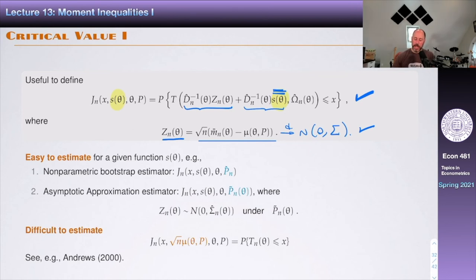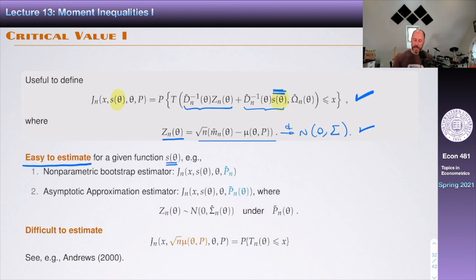What's the advantage of this auxiliary distribution? I wrote here, this distribution is easy to estimate for a given function S. If you give me S, notice, this is just easy to simulate, right? Because you're going to know that this guy is normal zero sigma. You can simulate normal zero sigmas. You know this D, you know this D, you know S. And so, presumably, you know the omegas as well. You can simulate this distribution by approximation, by Monte Carlo integration, or whatever other method.